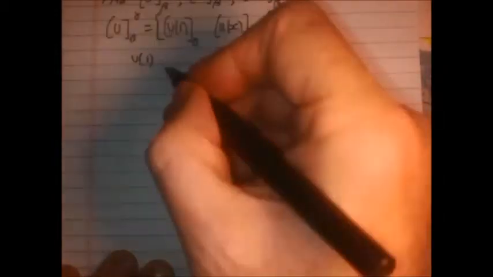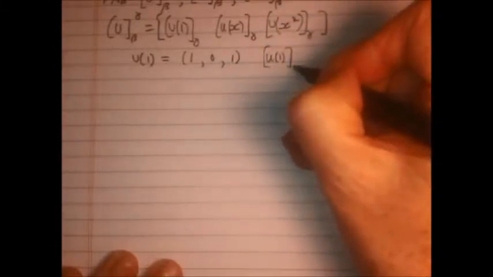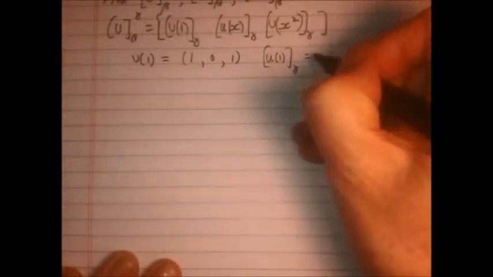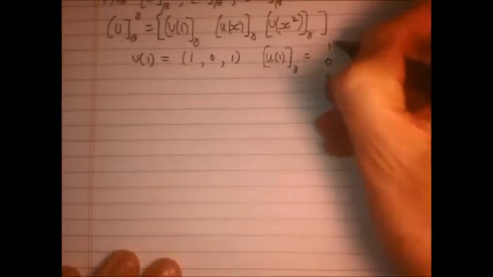Okay, so first of all, U of 1. We use the formula up here where a is equal to 1, b is equal to 0, and c is equal to 0. And that'll give us the vector (1, 0, 1). Okay, and now we want the coordinate vector of this relative to gamma. So in terms of the standard basis for R3, the components will just be 1, 0, 1, but we need to write them vertically.